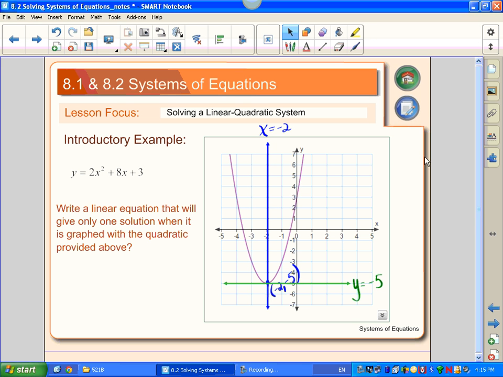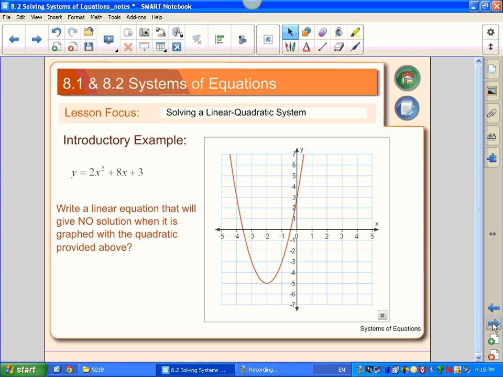There are other lines that will also work that will only give one point, and those are called tangent lines. And tangent lines lead us into calculus. So we could have a tangent line at any particular point, and then you have one point and only one point of intersection.